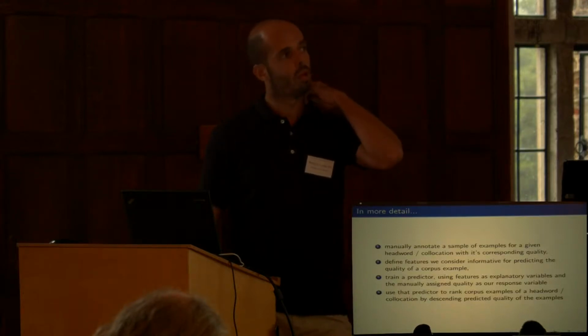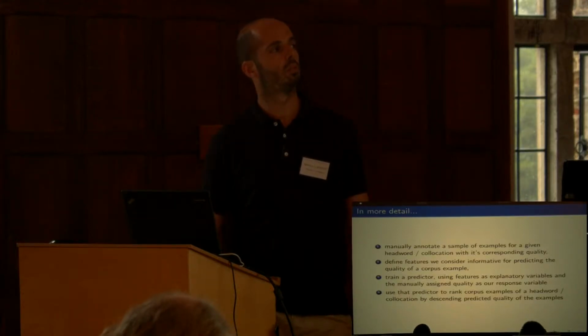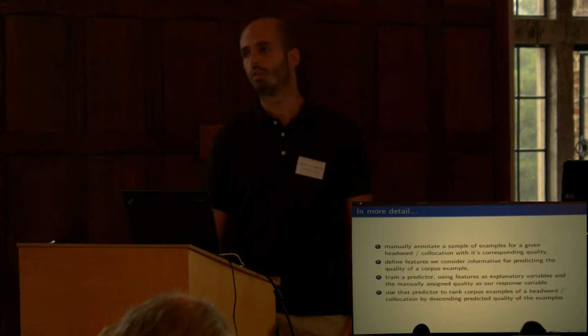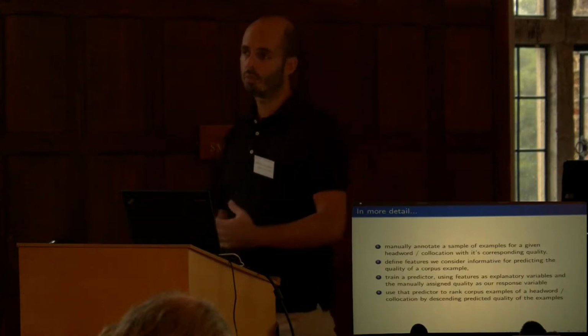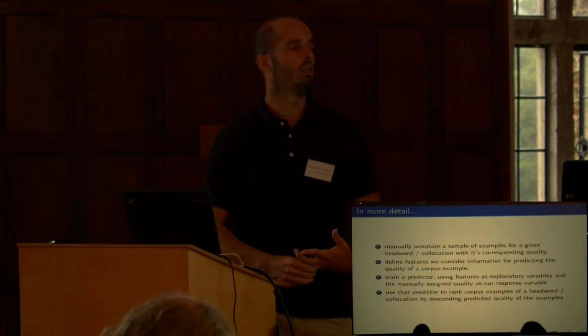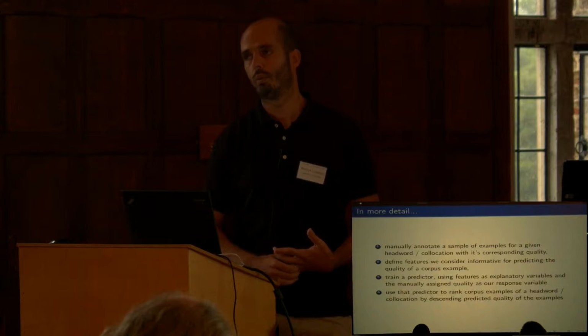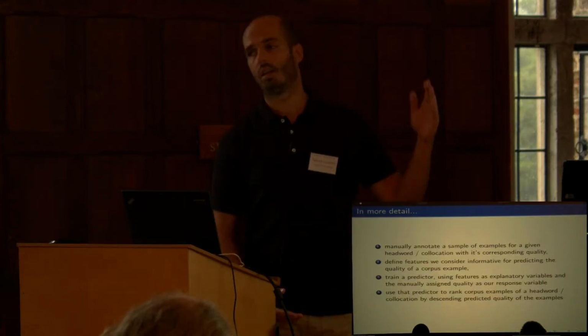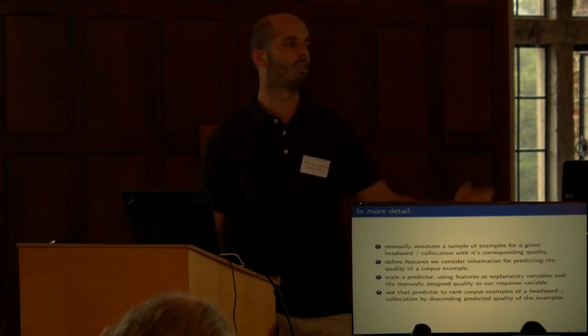So first, we manually annotate a sample of examples for a given headword or collocation, as I will explain later, with its corresponding quality. Next, what has to be done if someone wants to do supervised machine learning is you have to define features you consider informative for predicting the quality of a corpus example. We will talk about them a little bit later. So once you have the annotated data and you have the features, you can train the predictor.